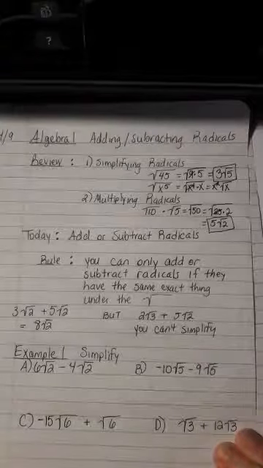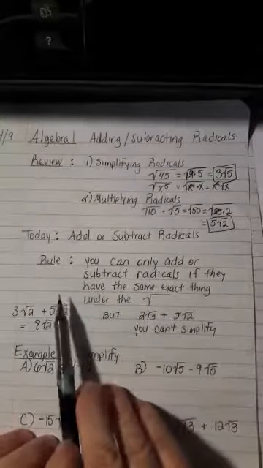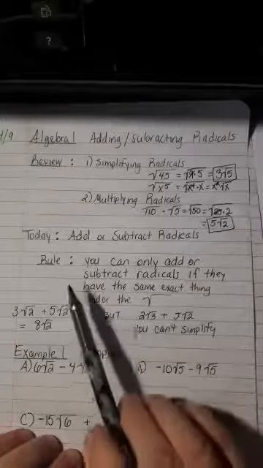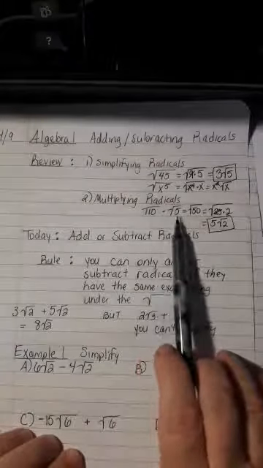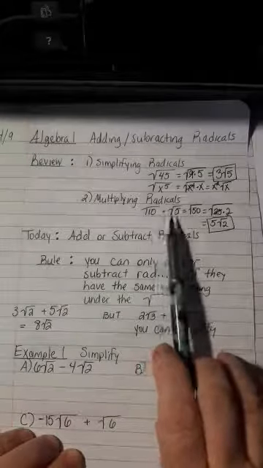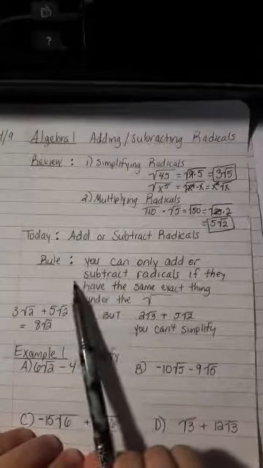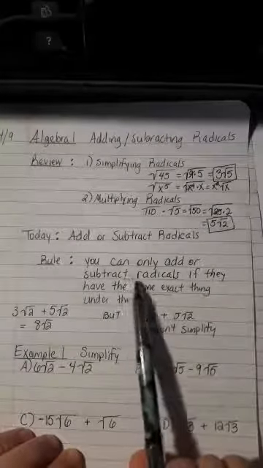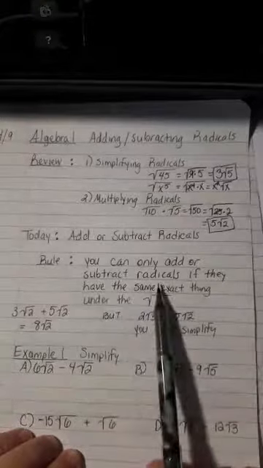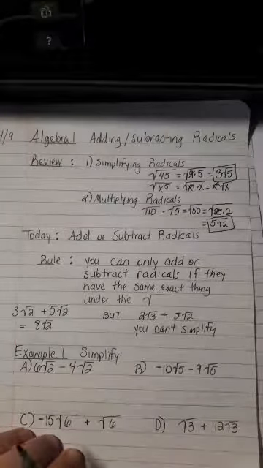Okay, so today's lesson, add or subtract radicals. Now, this rule is important. When you multiply, like back up here in this review, your numbers under the radical, of course, don't have to be the same. You just multiply them. But when you're adding and subtracting, this rule tells you something very important. You can only add or subtract radicals if they have the same exact thing under the square root symbol.